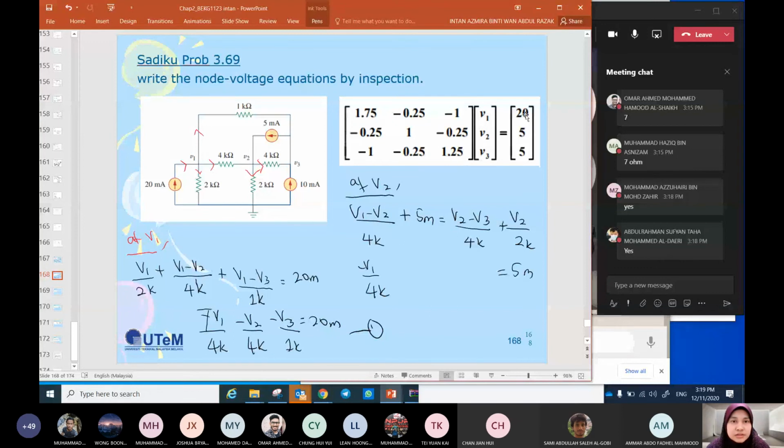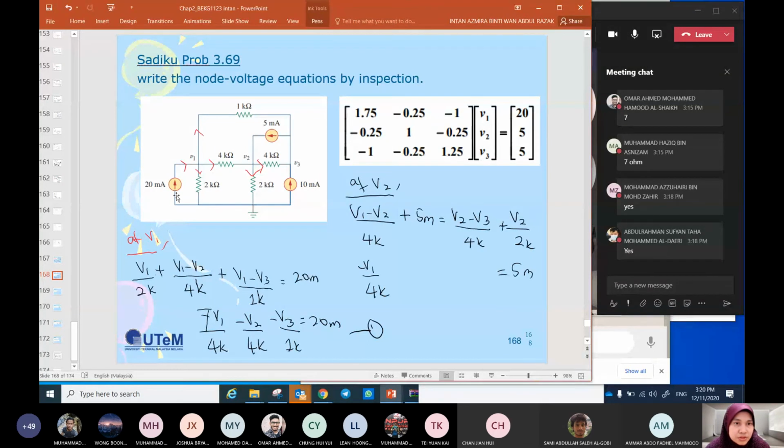And the question only asks you to find the equations only. No need to find the values of V1, V2 and V3. But from these equations, we can find V1, V2 and V3 by calculator. But if the question only asks you to write, just write, do not solve. Okay, now let's do it together. This is V1, V2 and V3. We have 3 nodes only here.